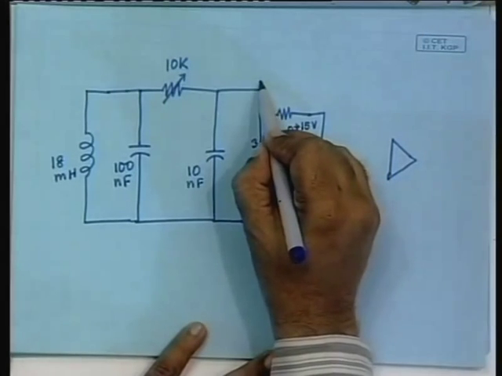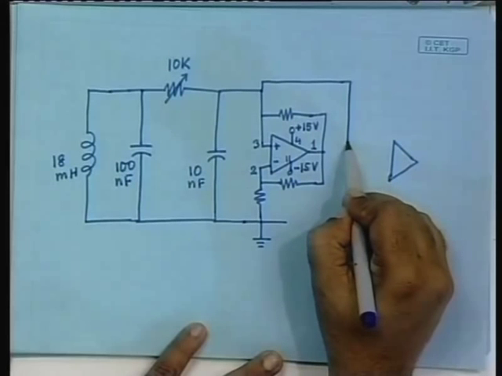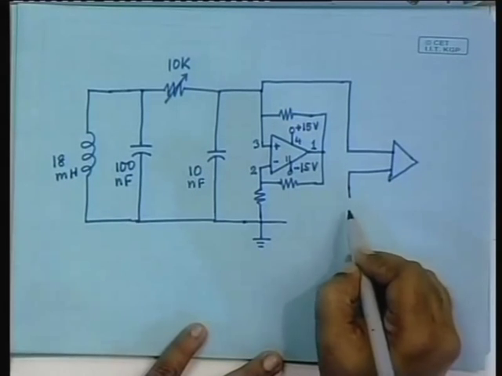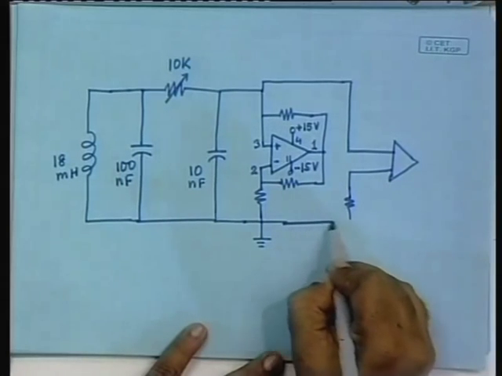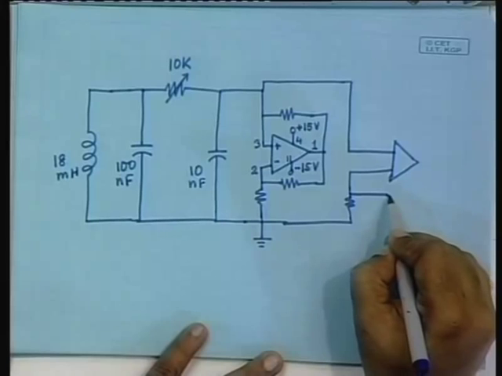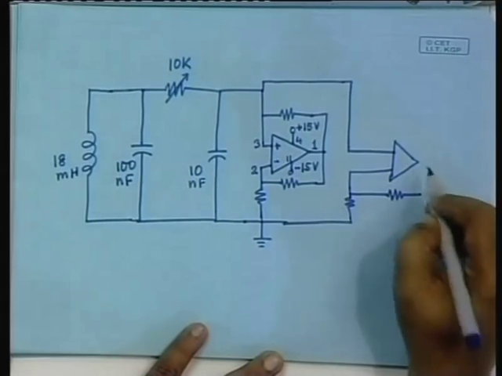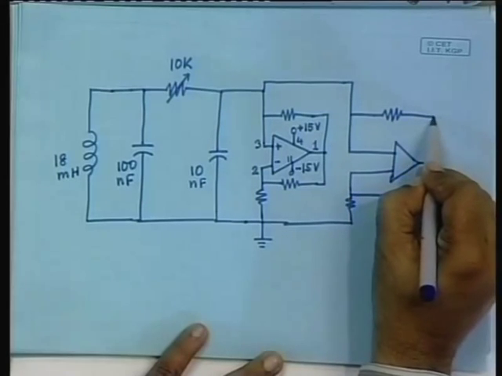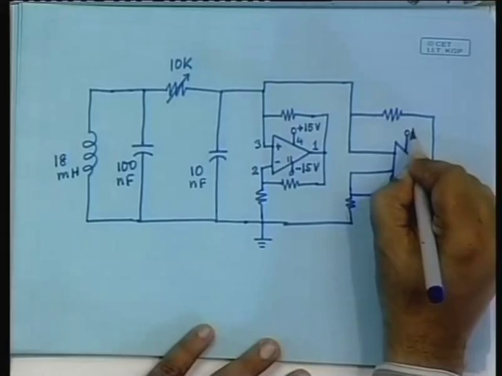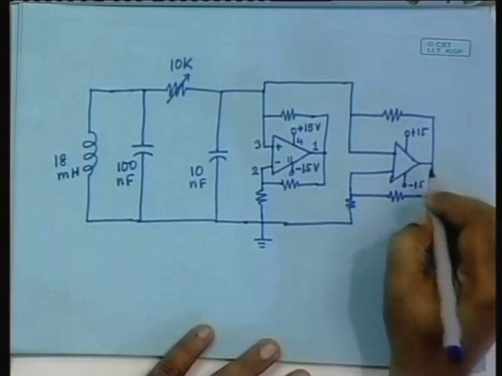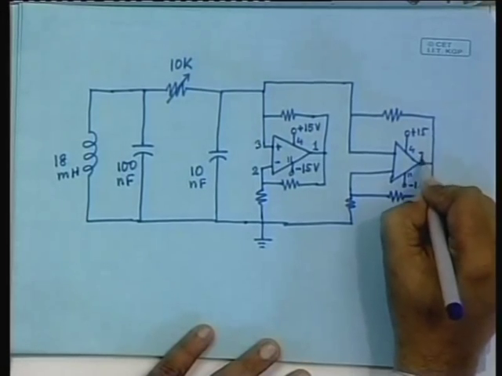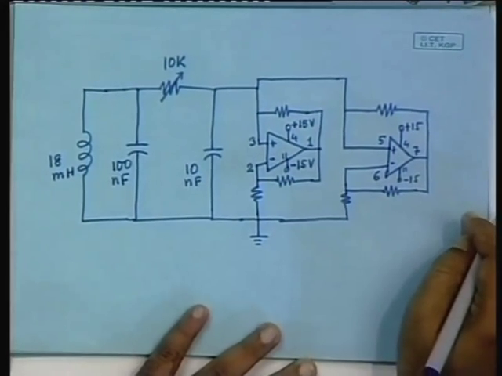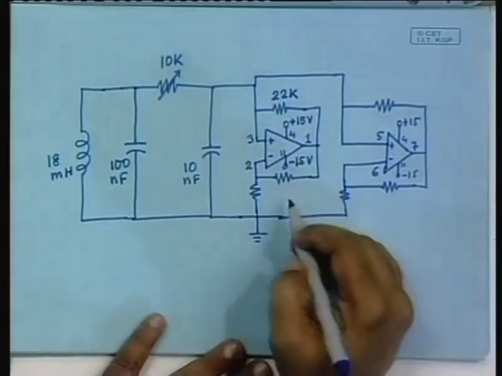Now, here this fellow also goes to this point. Here and here, from here there is a resistance going, from here there is another resistance going. Here is again the plus 15, minus 15, pin 4, pin 11, here is pin 7, and here is 5 and 6, plus minus. Now, these values are, this is 22k, can you read on the screen?